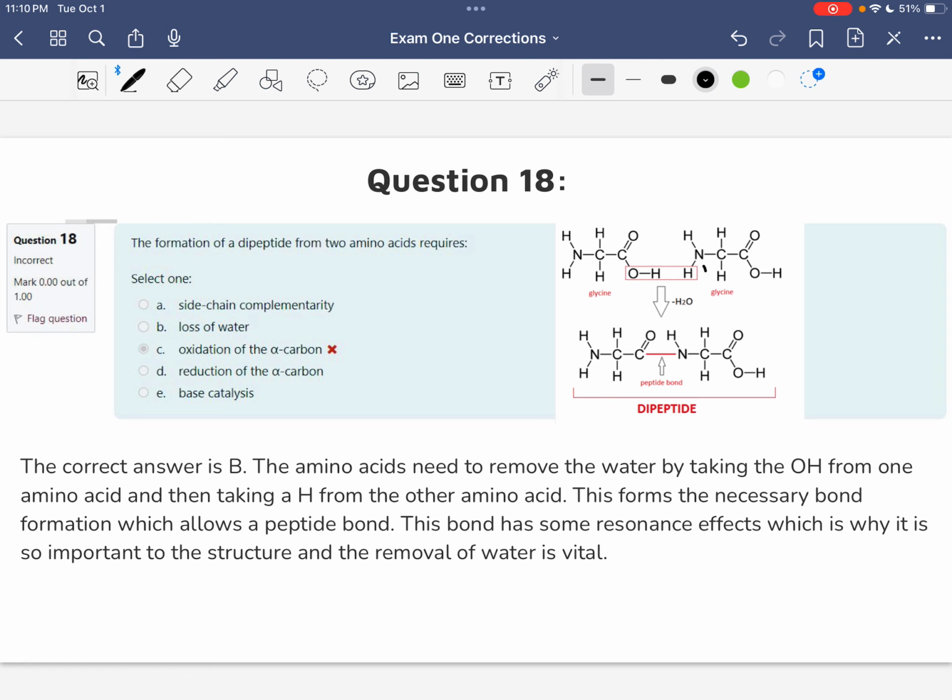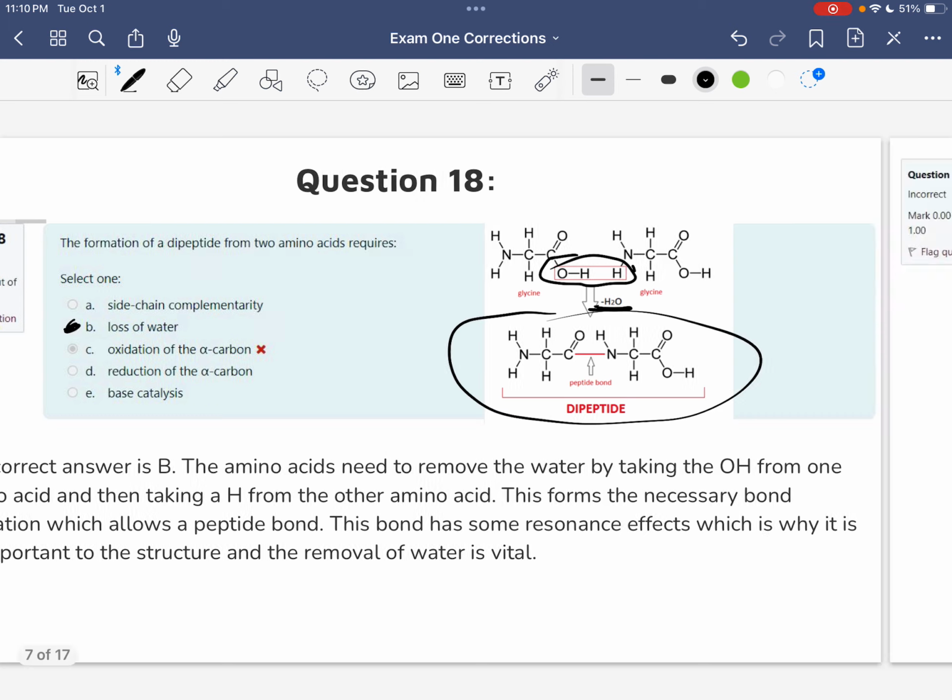Then 18, in order for a dipeptide to be formed, water does need to leave. So it takes the OH group from the carboxyl and the hydrogen from the amine to get rid of it. It gets rid of the water, and then there we go, we have that bond. So it should be letter B right there.